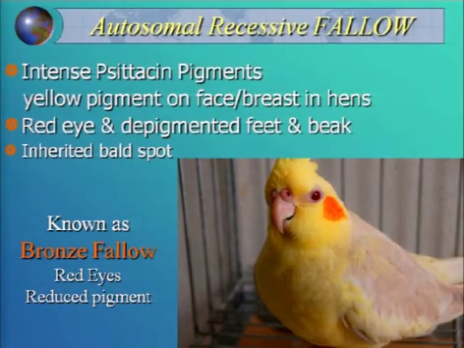Okay, here is the American fallow. It's germane only to us, the USA, and you have an intensity of yellow pigment and the red eye with a reduction in the melanin. So it's sort of like a cafe au lait coffee type, light coffee type. The eye is red, feet and beak are depigmented. And again, you have that one problem with the bald spot. So you really have to be careful about breeding that out if you're working with fallow. Now, they are being reclassified as bronze fallow, no doubt for the yellow pigment that we see.